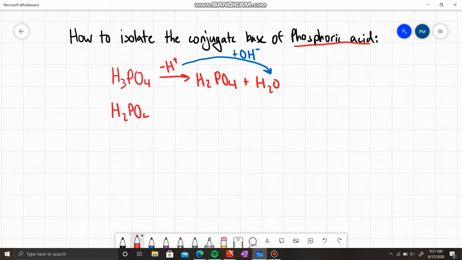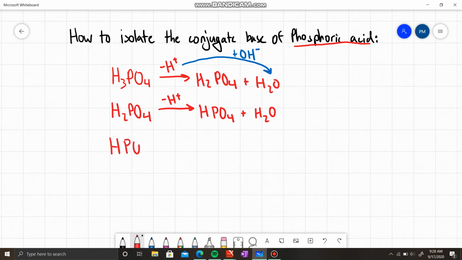Take our dihydrogen phosphate, we lose yet another proton, we get hydrogen phosphate, which is overall -2, or 2 minus, sorry. Either way. And again, you'd have some water in excess. One more time, because of course we only have one last hydrogen to go through.